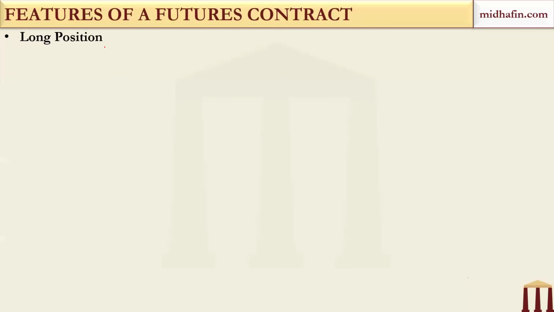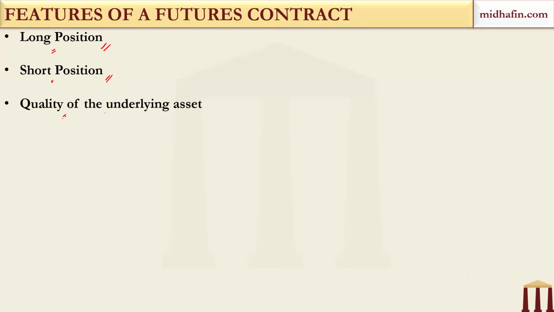So long position, short position, all these terms we have seen, right? What is a long position? Long position means you are agreeing to buy the underlying at a predetermined price in the future. That means you are taking a long position. Short, you already know the opposite. You are agreeing to sell the underlying at a predetermined price.